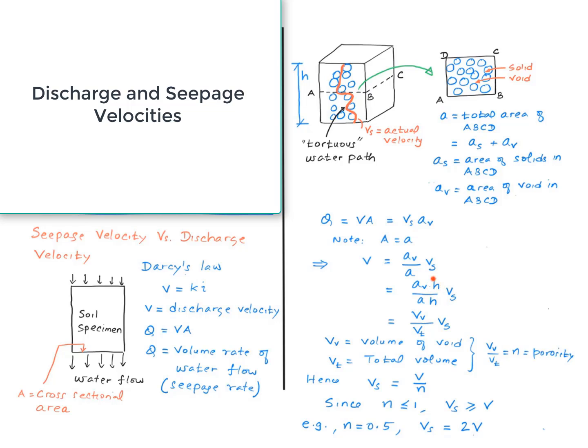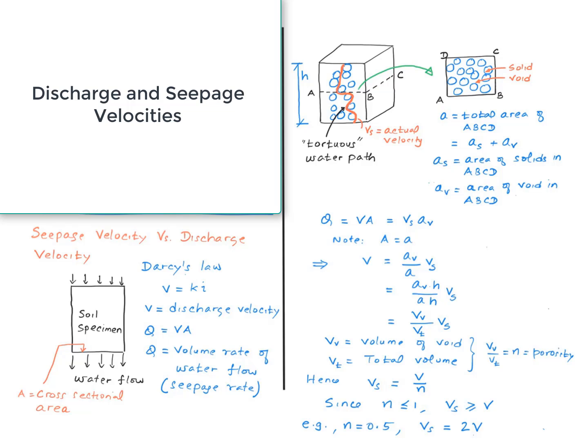After inserting h in this equation, where h is the length of the soil specimen, you can express the discharge velocity in terms of the volumes and the seepage velocity, but noting that the volume of void divided by the total volume is actually the porosity that we defined some time back, right? And therefore the seepage velocity then is discharge velocity divided by the porosity.